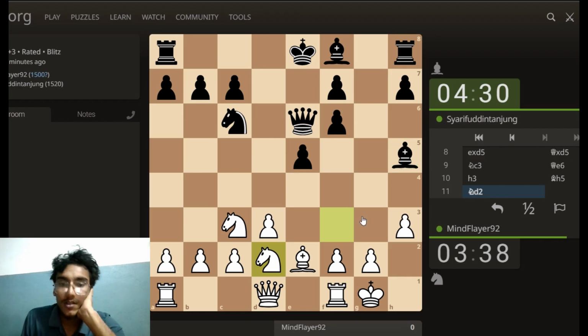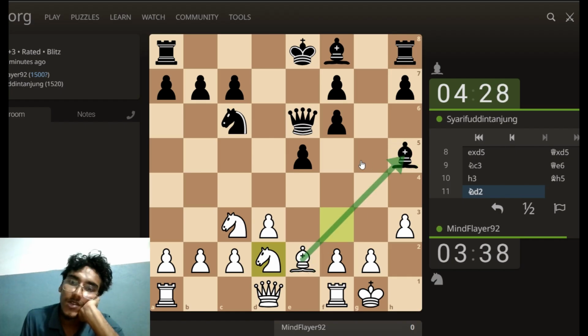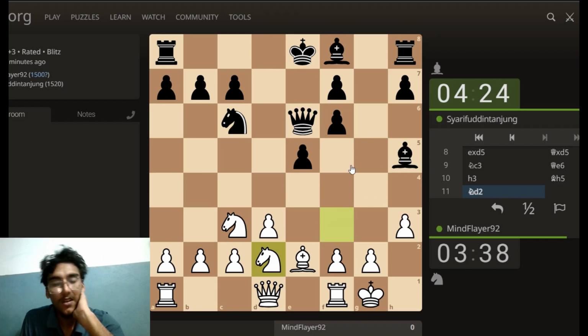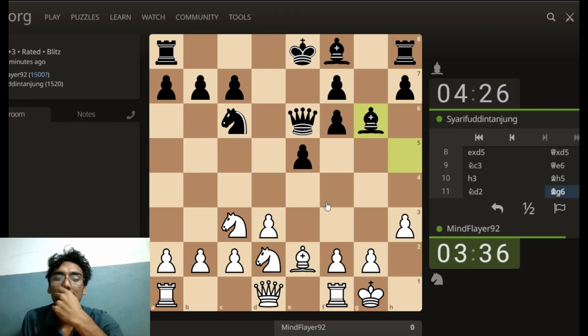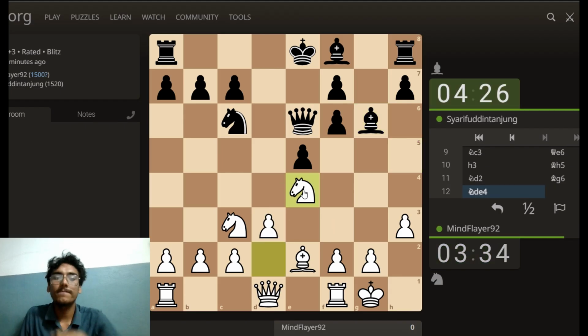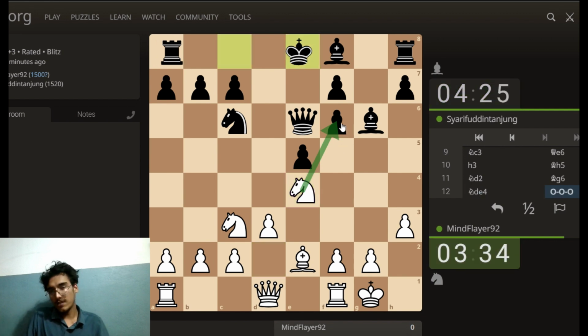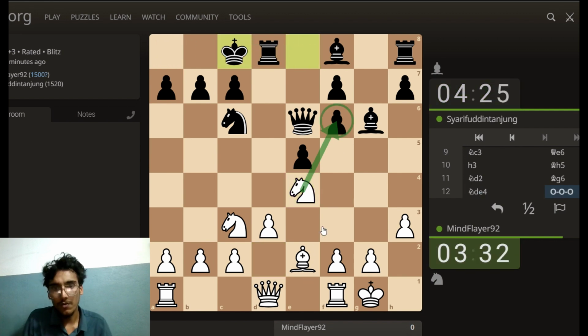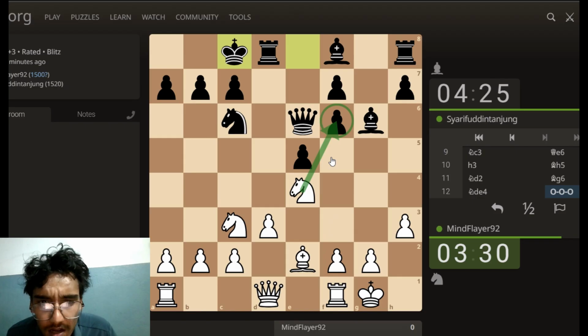I am threatening to take his bishop, so he must capture mine or retreat. Let's see. He retreats. Now I can develop my knight to the center so that I could in any case capture this one. Oh, whoa.